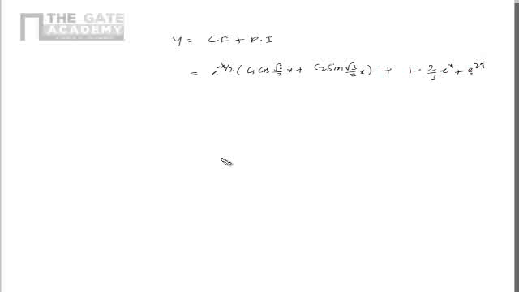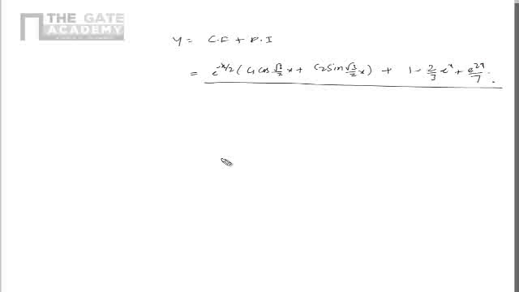The complete solution for this problem is y equal to complementary function plus particular integral. That comes out to be e power minus x by 2, which was the complementary function, times c1 cos root 3 by 2 x plus c2 sin root 3 by 2 x, plus the particular integral which we got: 1 minus 2 by 3 e power x plus e power 2x by 7. So this is the complete solution.